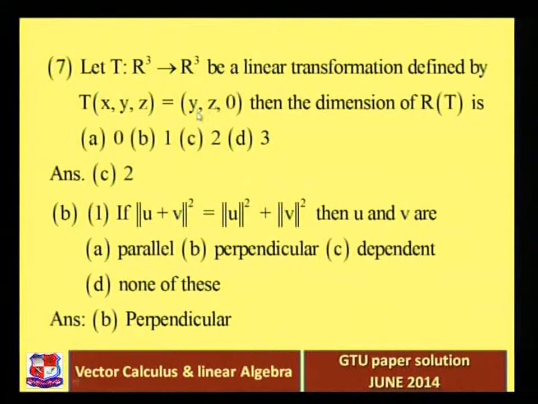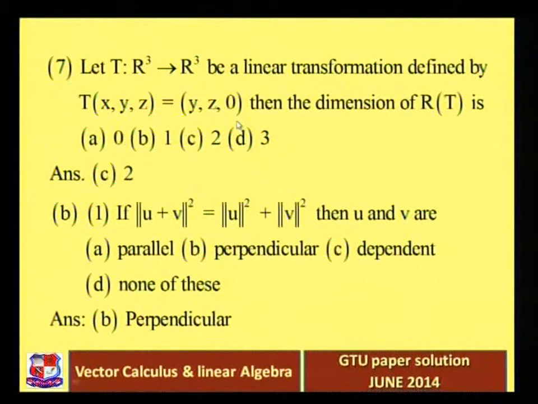So the first coordinate is y. So the coefficient of x y z in the first coordinate is 0 1 0. So that's why the first row is 0 1 0, and the coefficient of x y z in the second coordinate, that is 0 0 1. So that's why the second row is 0 0 1, and the coefficient of x y z in the last coordinate, third coordinate, that is 0 0 0. So that's why the third row is 0 0 0.